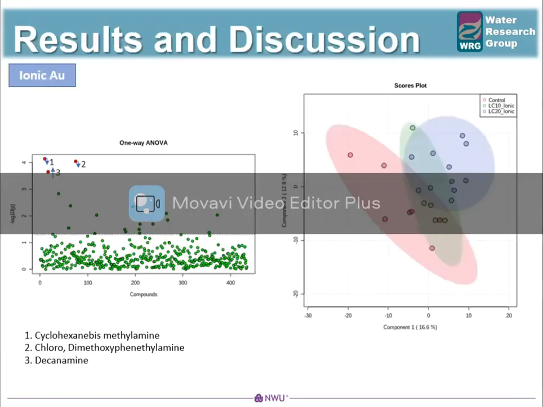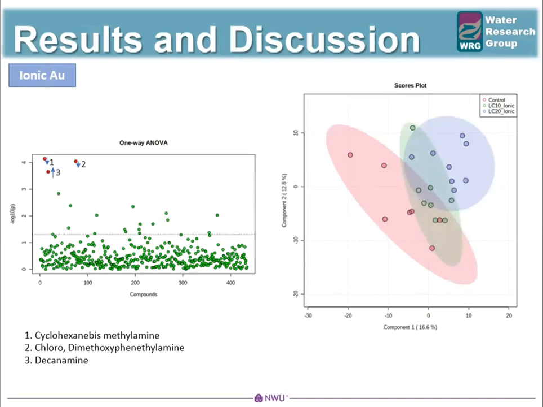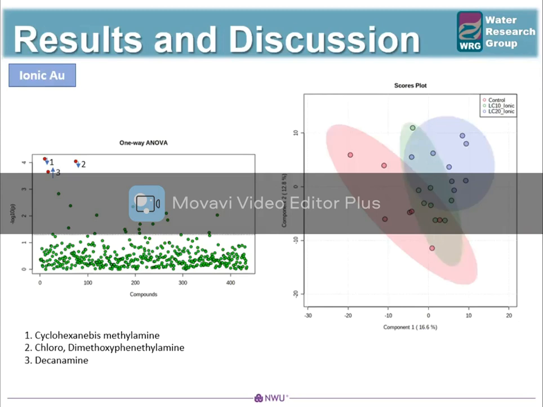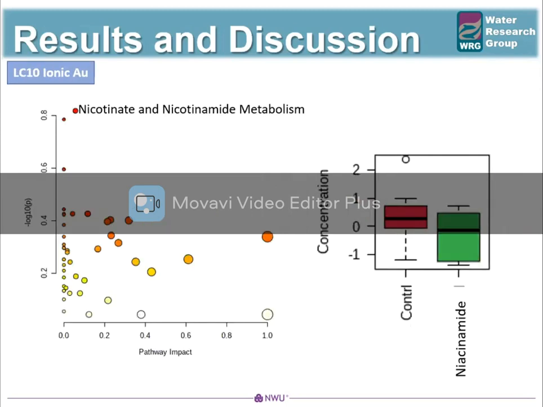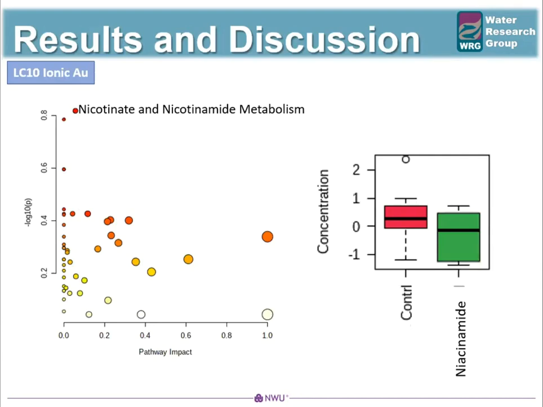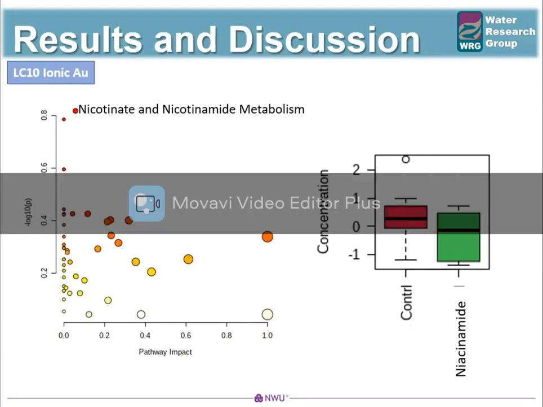During ionic gold, in ANOVA, metabolite 3 showed a significant increase, whereas the rest of the metabolites showed a significant decrease when compared to the control. The PLSDA diagram indicated an overlap between LC10 and 20. I will only show one pathway analysis and the most affected metabolite in the highlighted pathway due to time limits.